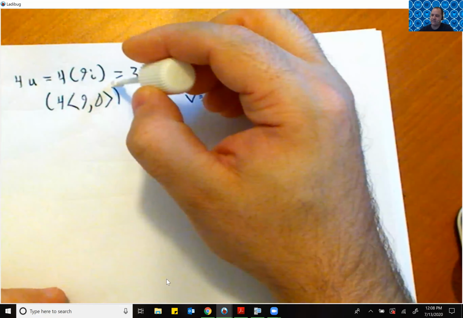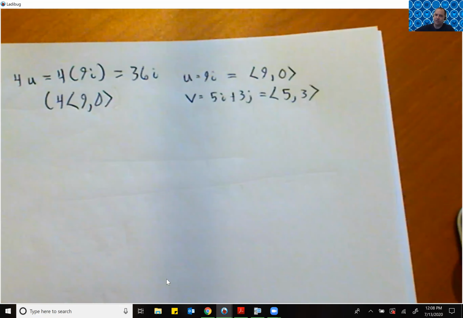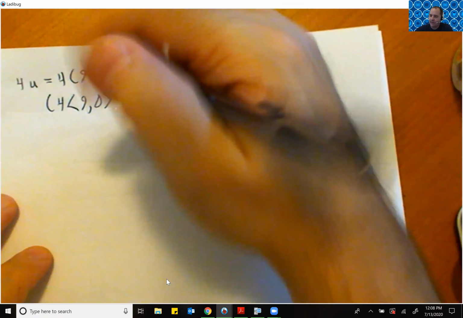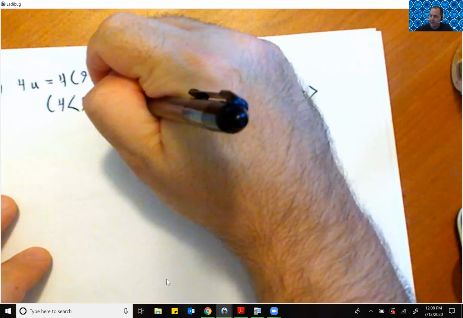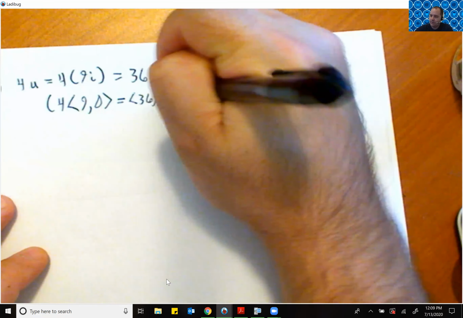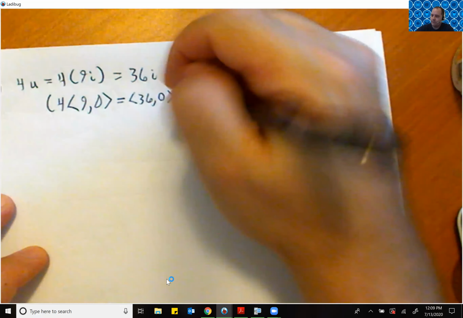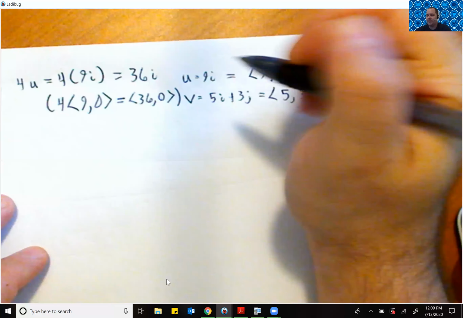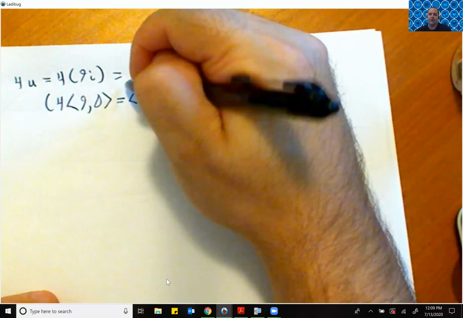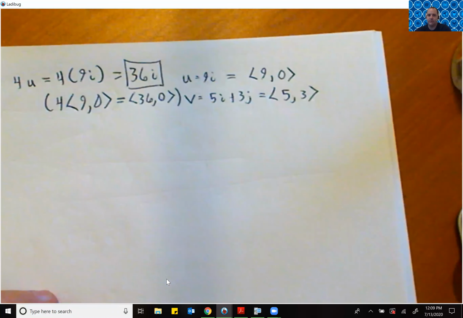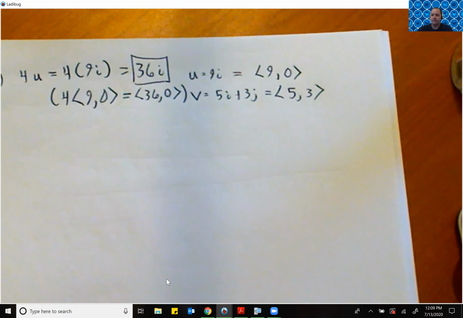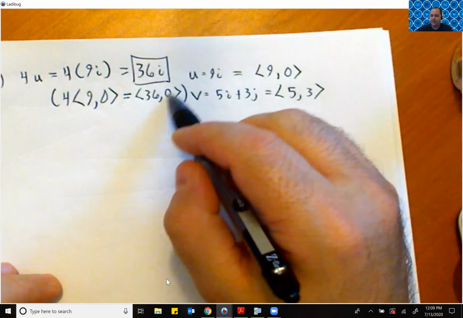But the directions, they do want it in i and j. They want it in the unit vector format. Okay? So in the end of this, you would have gotten 36, 0. Because 4 times 9 is 36. 4 times 0 is 0. But they do want it in this form. So you just put 36i. Because there is no j component. All right, B.